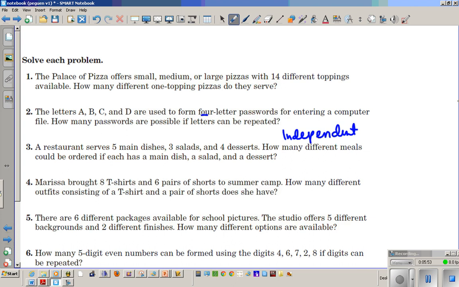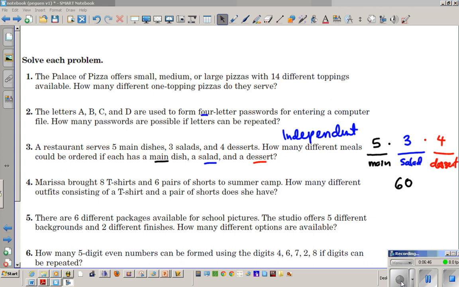So, we're making meals. Meals are composed of 3 options. We have the main, the salad, and then we have the dessert. Okay, main, salad, and dessert. So, how many of each do we have? We have 5 main dishes and 3 salads. They're independent, they don't affect each other, so they stay separate. And then the dessert is 4. So we multiply everything together. We have 60, right? 60 possible meals that can be created here. Alright, now let's move on to number 4.